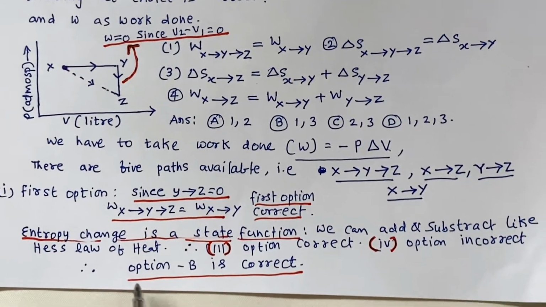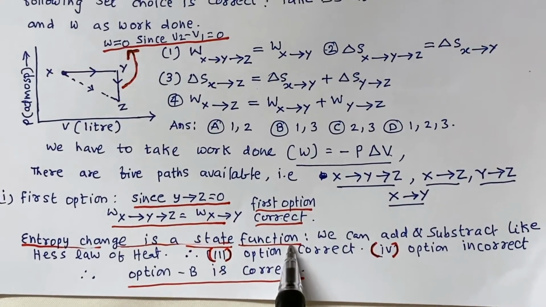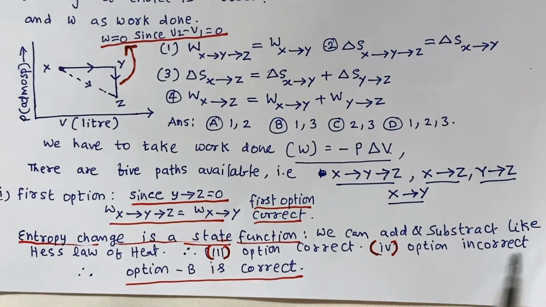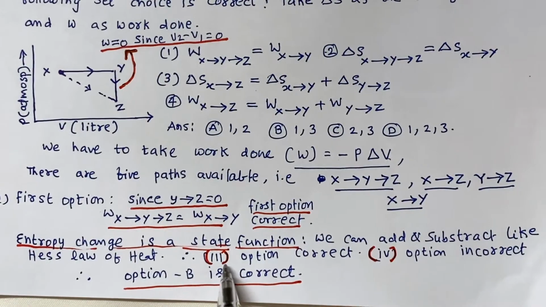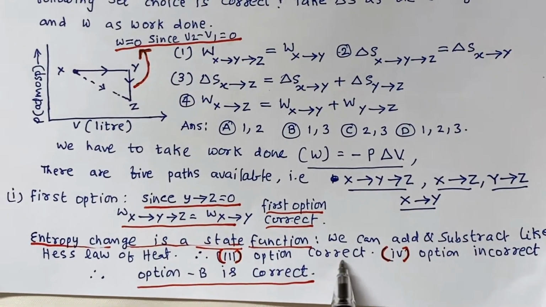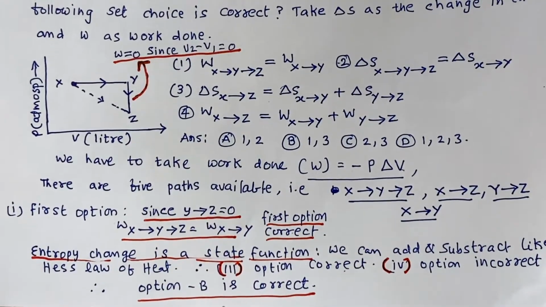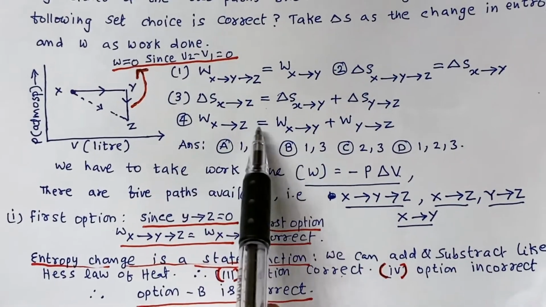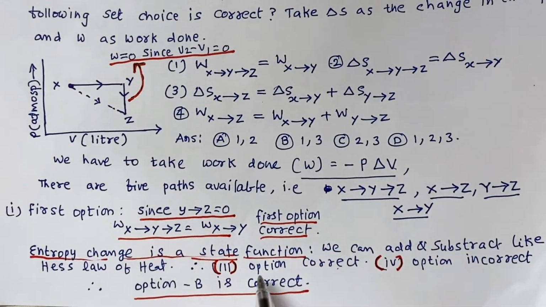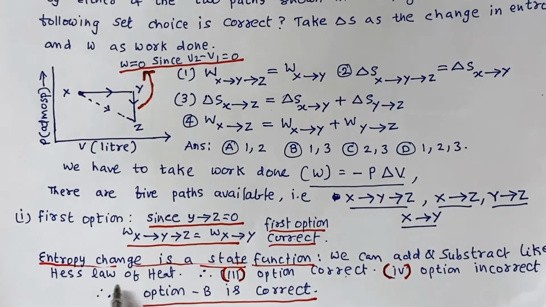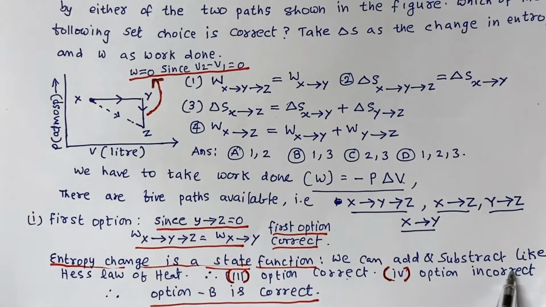In the case of the entropy changes, entropy is a state function. So we can add and subtract like Hess's law of heat summation. So in this case, the third option is correct, and option four is incorrect. In the third option, we can add it up, following Hess's law of heat summation.